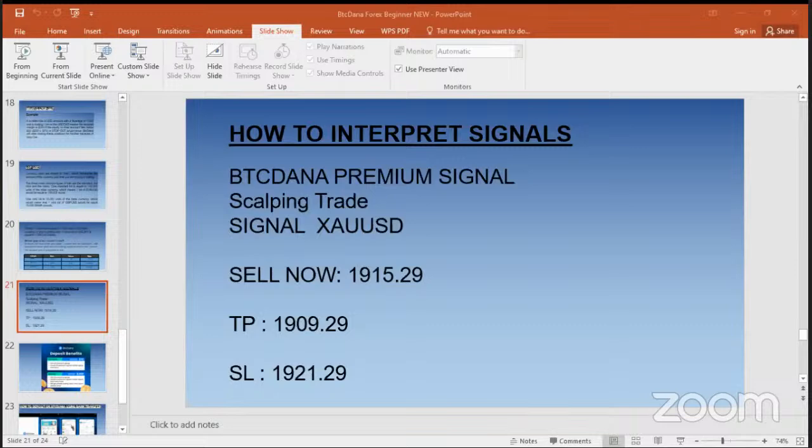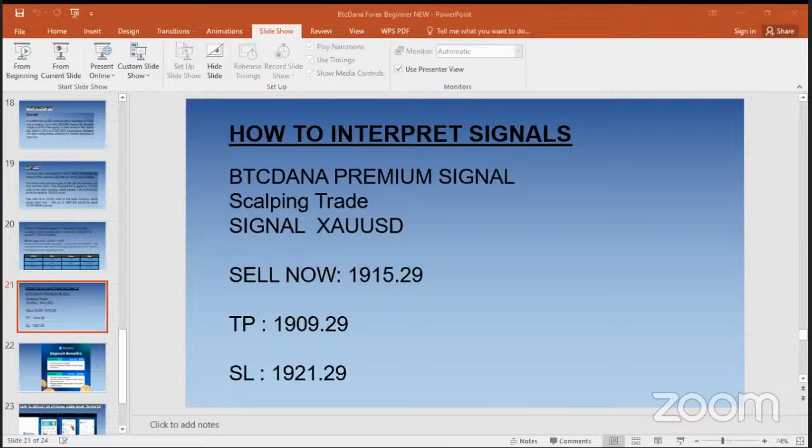Now this is a scalping trade and the signal is saying XAU USD. What is XAU USD? XAU USD is one of our assets on the BtcDana trading application. It means gold. This is gold.